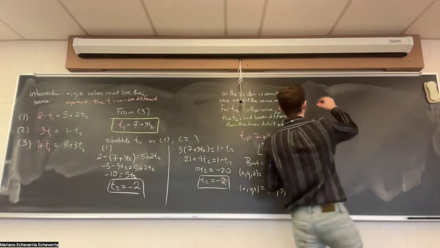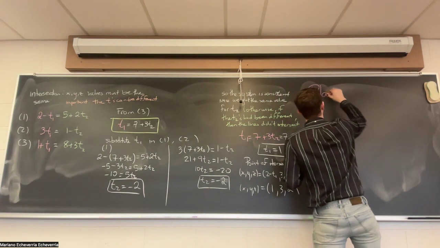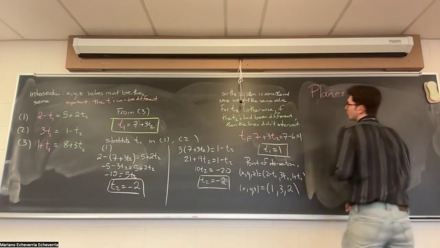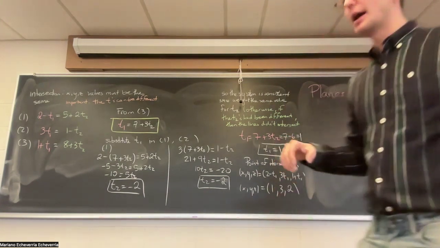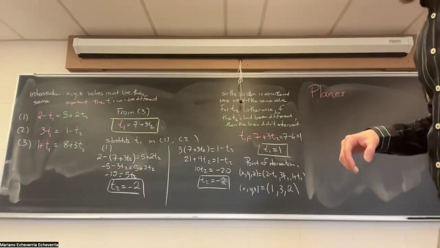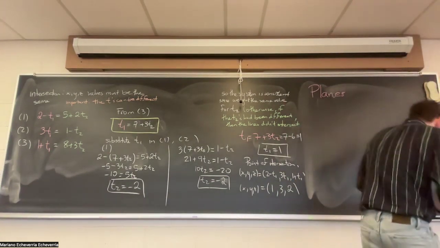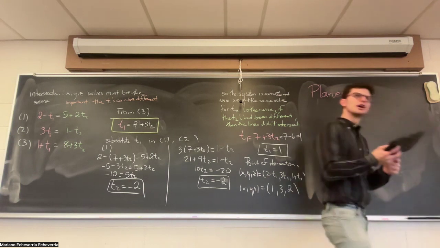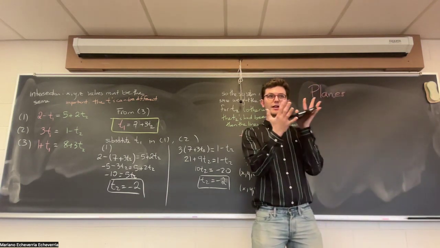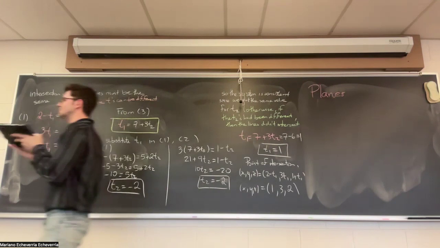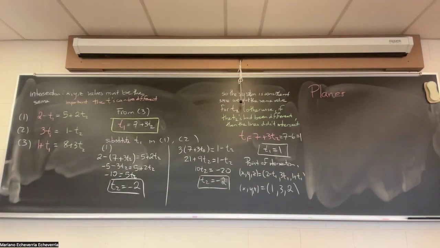Now we're talking about planes. So what is a plane? A plane for us is literally like an infinite piece of paper, right? So it's like an infinite sheet. Just think about something like this that extends in all directions.